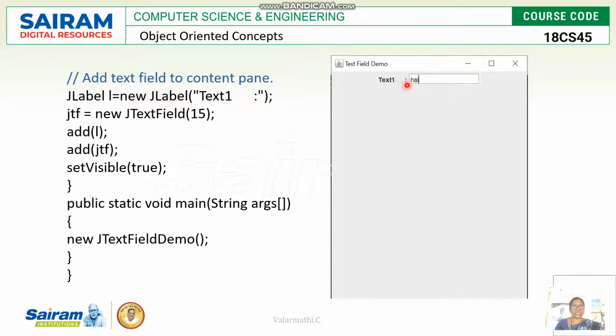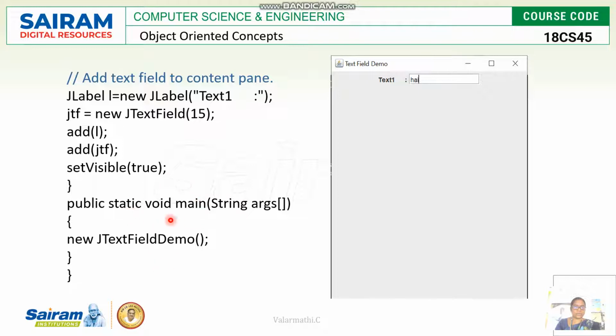Then we have one label to tell that the corresponding component is a text field. So one label is inserted before the text field. Then new JTextField of 15. Here 15 is the number of columns, which means it will accept a minimum of 15 characters. So one text field is created. Then the first label will be added, and next the text field will be added. You can see the label, then immediately that text field is added. So first is the label, second is the text field. Once both are added, it is set visible to true.